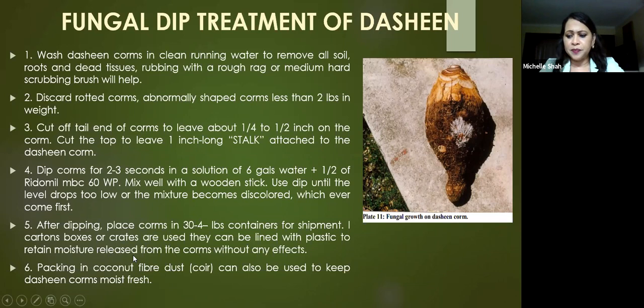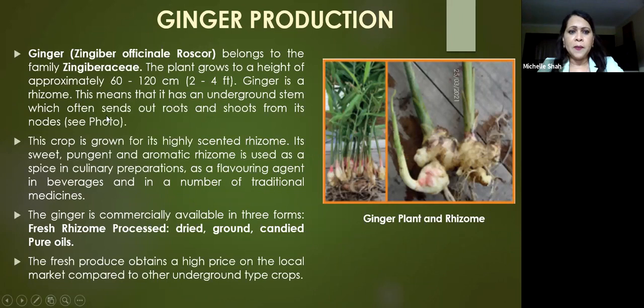Let's talk about ginger production. Ginger belongs to this family, and the plant grows to a height of about 2 to 4 feet. Ginger is a rhizome, and it means that it has underground stems, which often send out roots and shoots from its nodes. So this is a picture of the ginger plant. And as it's a rhizome, it sends out roots and shoots.